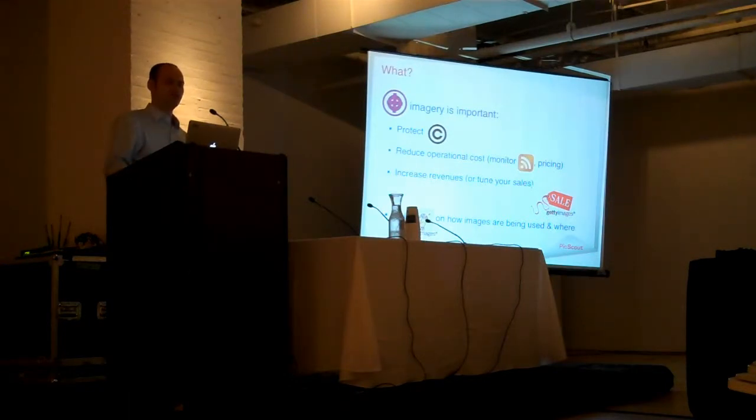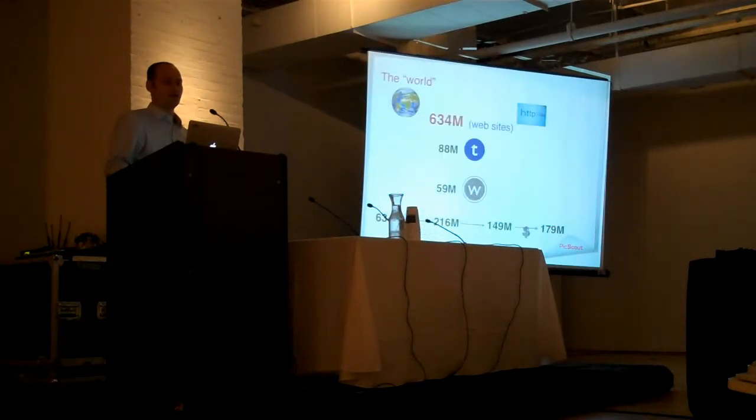So let me start by first introducing our universe. Our web is estimated to be around 634 million URLs. It's actually not a big number, and this excludes social media, Facebook, LinkedIn, etc. Out of that, 88 million are Tumblr URLs and 59 million are WordPress URLs. Now, at any given time, we at Pixel know that a third of websites are not available. This is the red X that you see. Those sites are under construction or have technological issues, but that happens every second.